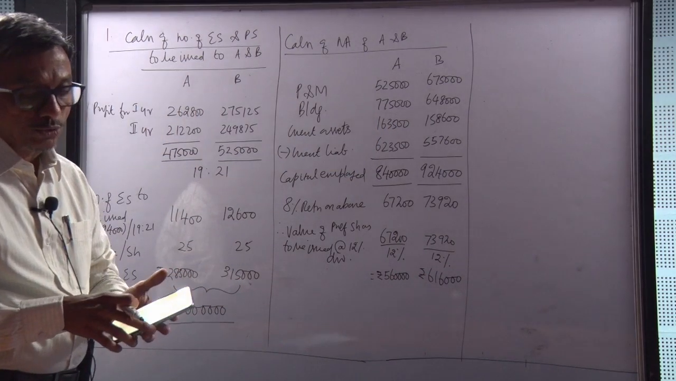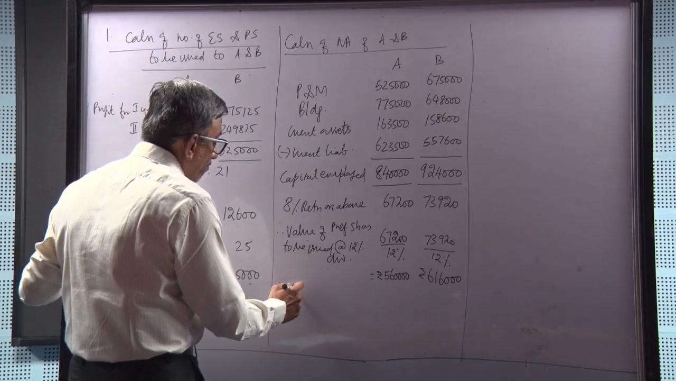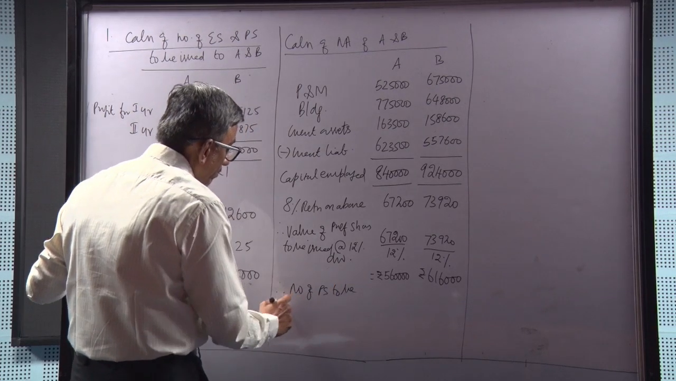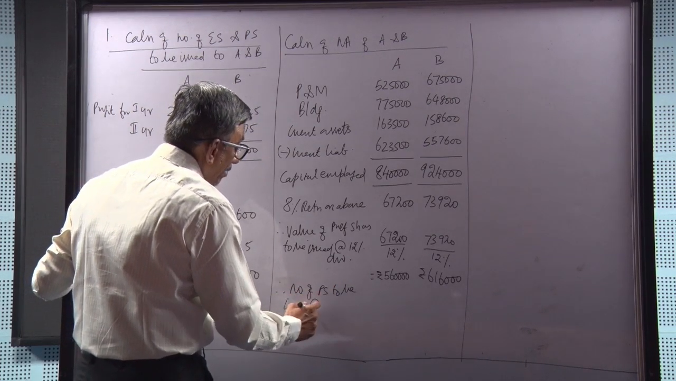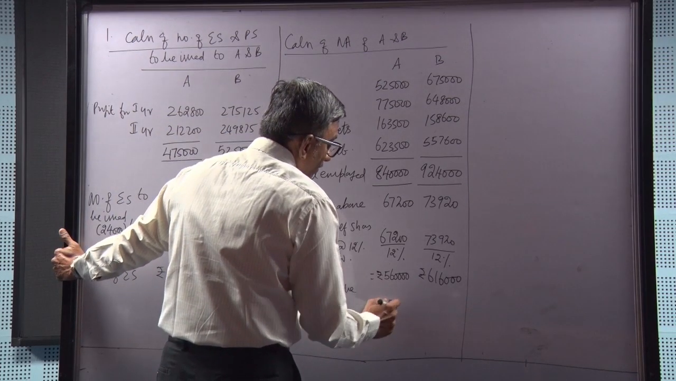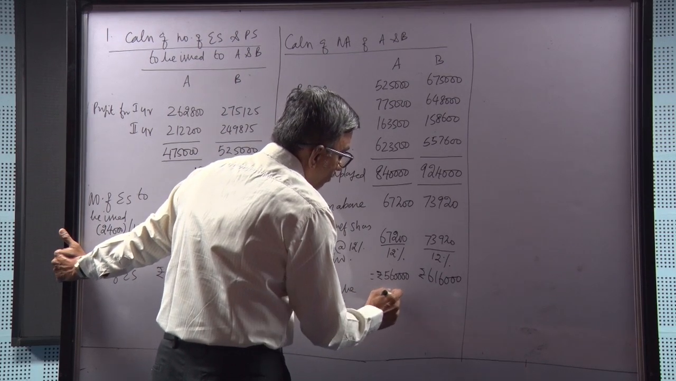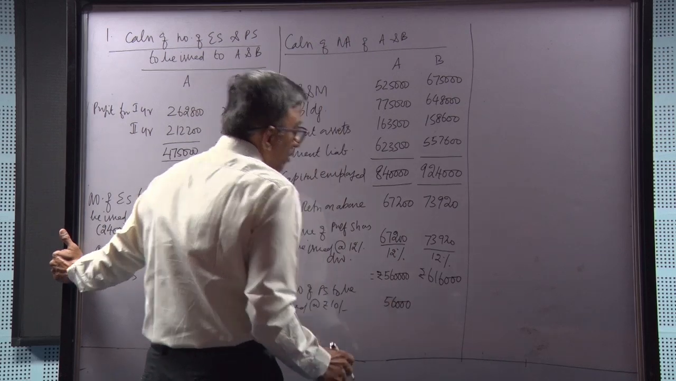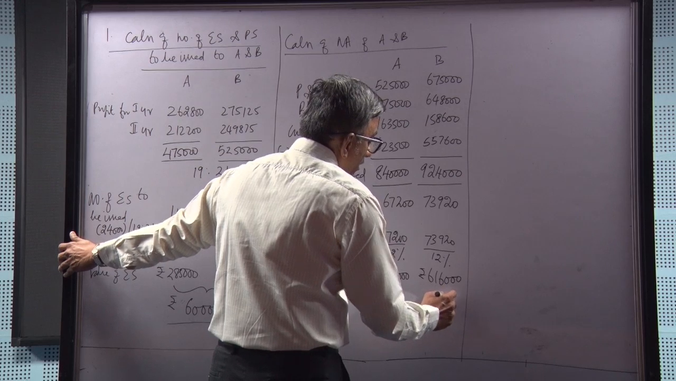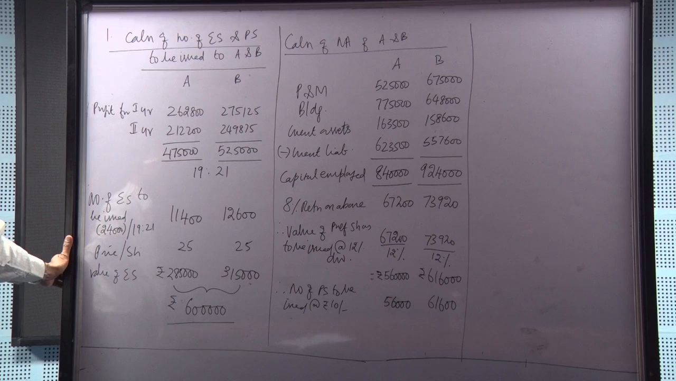Each preference share is issued at par of 10 each. Therefore, number of preference shares to be issued at rupees 10 each is equal to 56,000 preference shares will be issued to shareholders of A Limited. 61,600 shares will be issued to shareholders of B Limited.